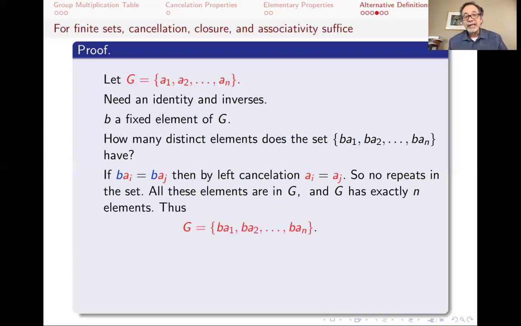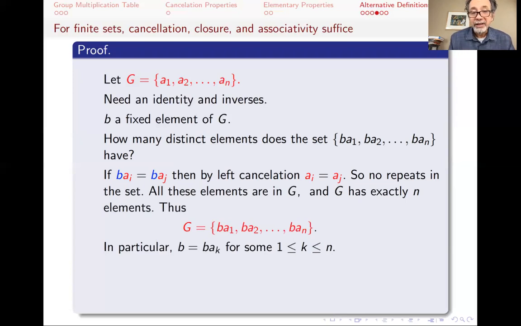This does not mean that A1 is BA1 and A2 is BA2. No, these might have been permuted. But when you multiply by B, just like in a multiplication table of a group, you don't get them in the same order, but you get them in some other order. But that means that B is among these. So B is equal to B times AK, and AK is going to be our candidate for identity.